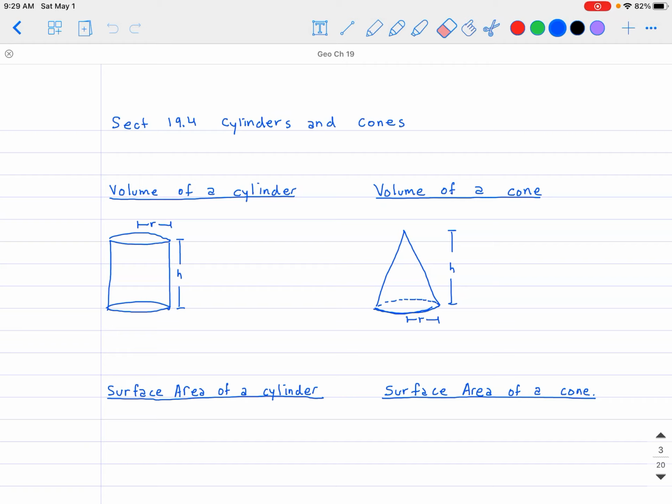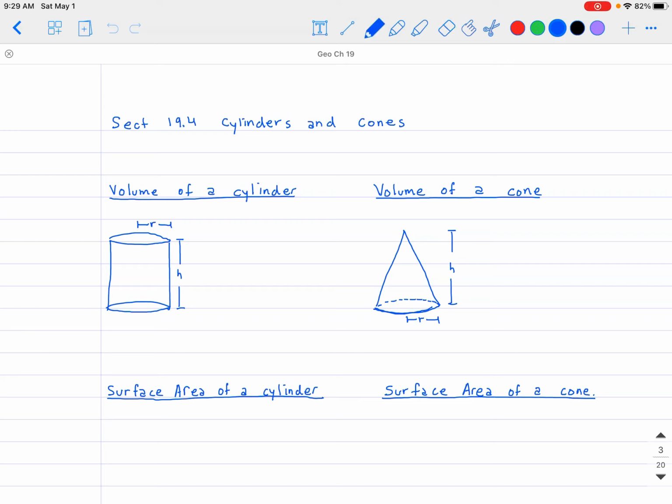Today we are going to look at 19.4 for Moise, which is going to be on cylinders and cones. So basically, we're trying to find out how to solve for the volumes of each one and also the surface area of each one. So here below, what I'm looking at is cylinders and also cones. And like I said, I want to find the volumes of each one. So let's go ahead and start with that one right there.